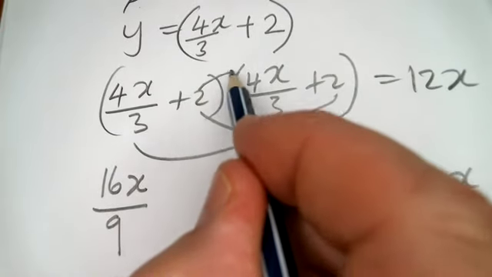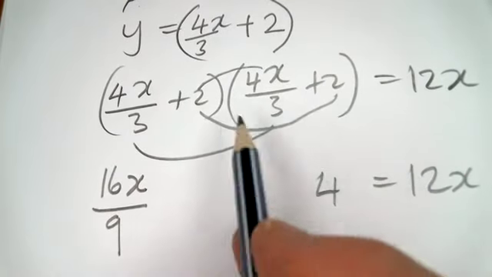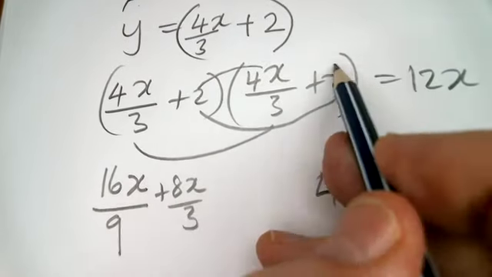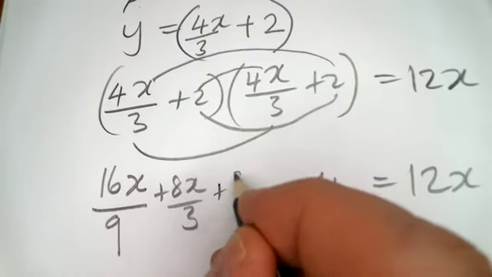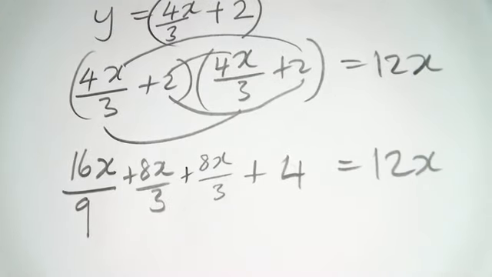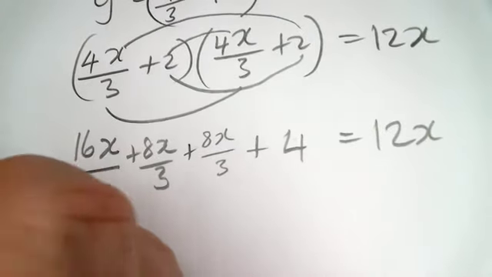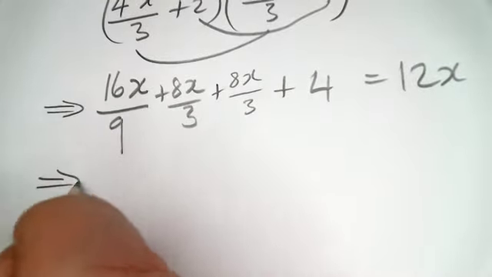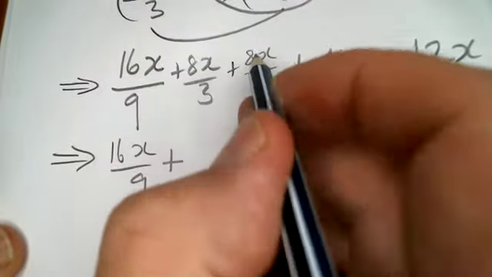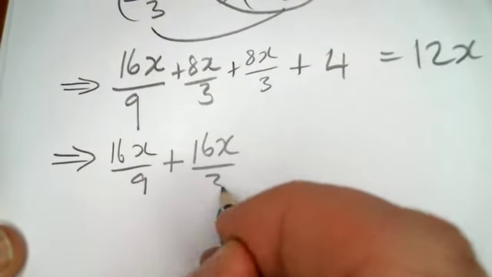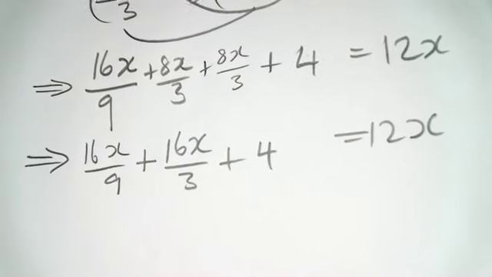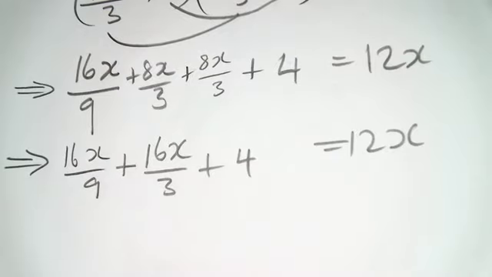Then I've got 2 lots of 4x on 3, and 2 lots of that is 8x, so plus 8x on 3. Then I've got another 2 lots of that, which is plus another 8x on 3, plus 4. I'll add these together first. So this implies that 16x on 9 plus 16x on 3 plus 4 is equal to 12x. I actually want to get rid of all these 3s and 9s.